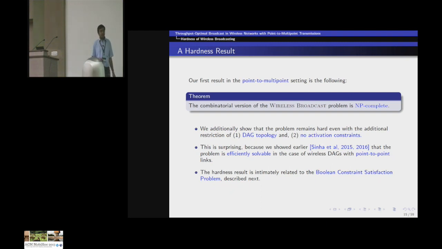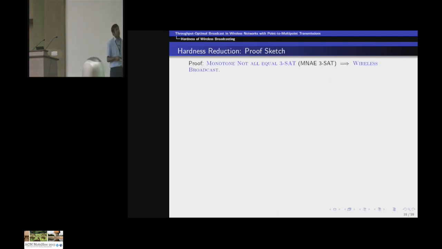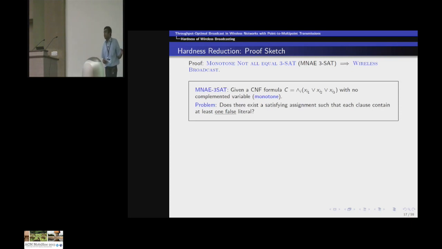And interestingly, for the problem that I'm going to describe next, I'm giving you the proof because the proof is basically a one-liner. So I'll be reducing a problem called monotone not-all-equal 3-SAT to the combinatorial version of the wireless broadcast problem. And what is this monotone not-all-equal 3-SAT problem? It is basically a cousin of the 3-SAT problem that we all know of. But here there are two qualifiers, monotone and not-all-equal.